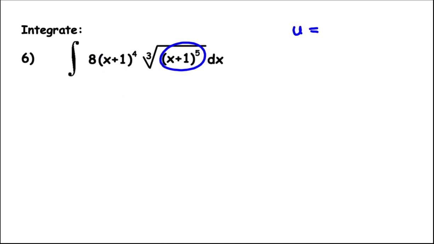And to me, it's the stuff inside the cube root. No doubt about it. It's the x plus 1 to the 5th power. Now, choosing the u is an art form in itself, because some people are like, well, why didn't you make it to the 5/3? Or why didn't you put the cube root on it? Wouldn't that be better? That's ugly.